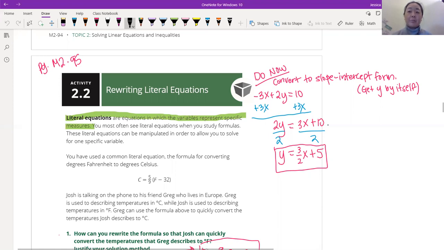And then I'm going to just distribute that 2. So 3 divided by 2, 3 over 2. Do not change this to decimal points. Just leave it as 3 over 2, right? x, and then plus 10 divided by 2, which is 5. All right, and that is solved for y. Happy days. Good to go.